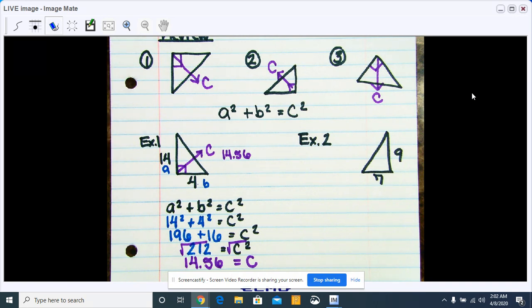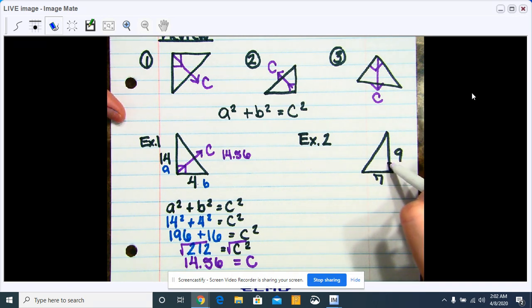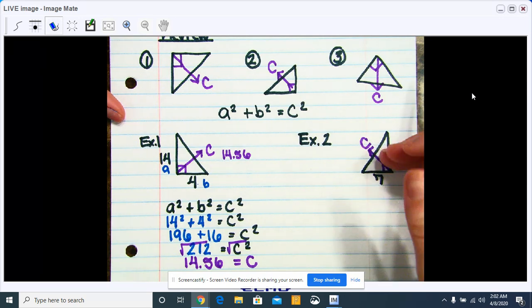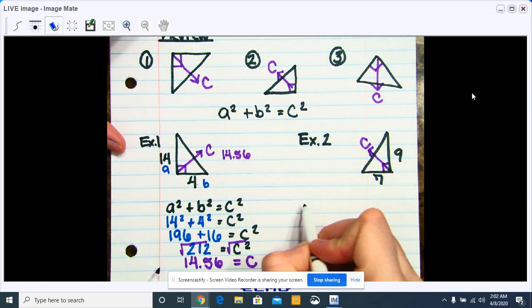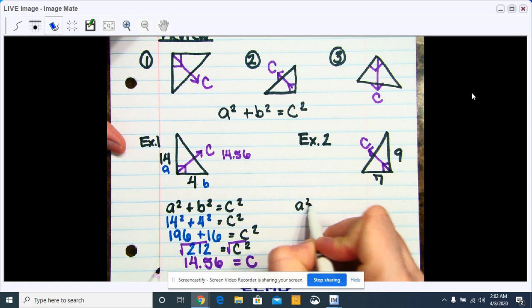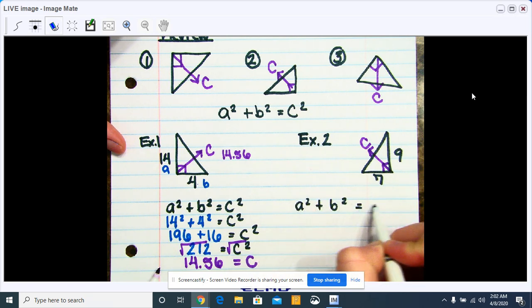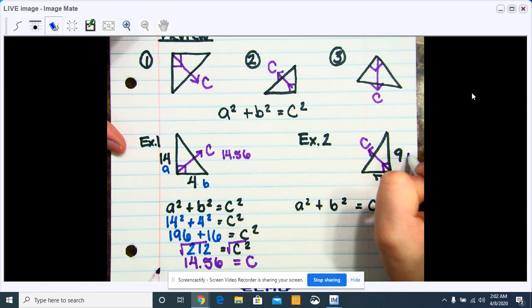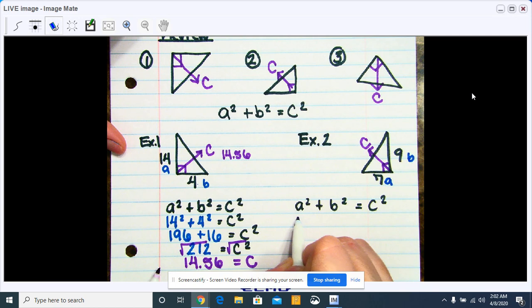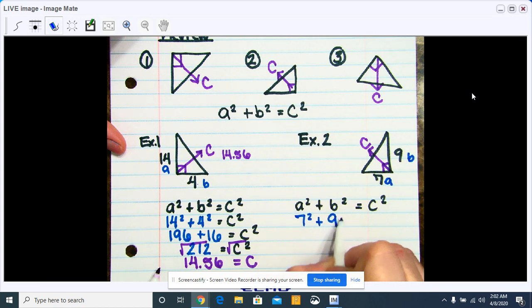Okay, example number 2, you need to first identify your right angle. And then as you can see, right across from that is the side length C, the hypotenuse, and it is missing in this particular picture. We're going to use our formula again, which is a squared plus b squared equals c squared. C always has to be that longest side, but your legs you can flip-flop around. So let's just say that 7 is A and 9 is B. So I'm going to do 7 squared plus 9 squared equals c squared. C stays because it is missing. I do not know its value.